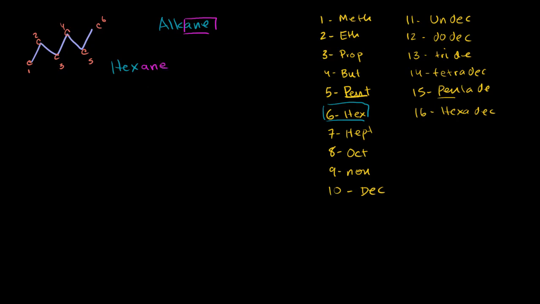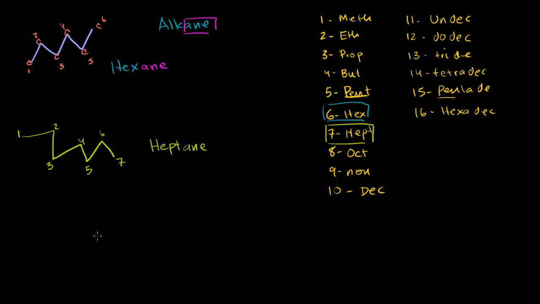Let's do another one. Let's say I have this thing right here. Let's make it even longer. So how many carbons do we have? We have 1, 2, 3, 4, 5, 6, 7 carbons. They're all single bonds, so it's an alkane. So this will be 7 carbons. It is heptane, because we have all single bonds.